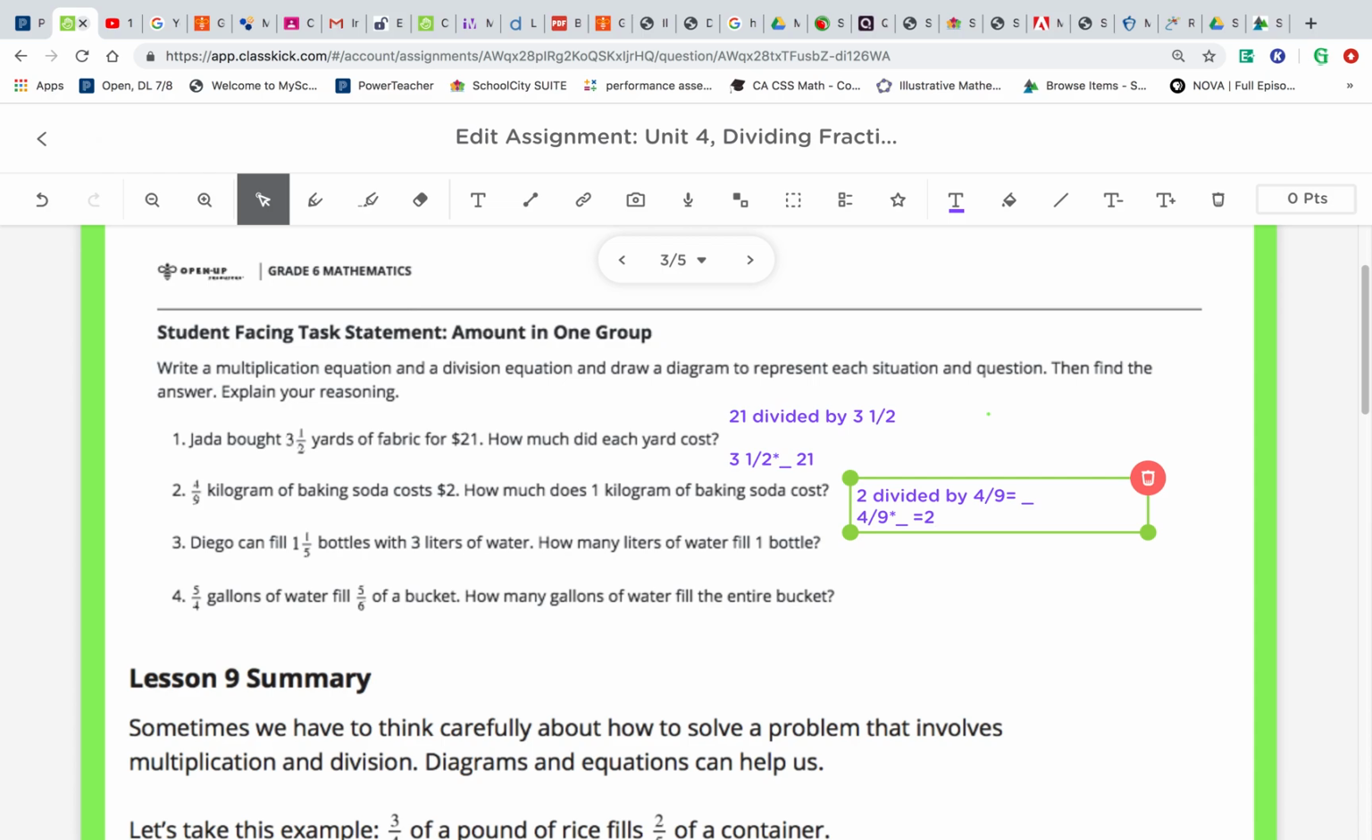Okay, so we can try to make some sense of this here. I think this is maybe another case where a diagram might help you. Okay, but let's go ahead and work through the math first and see how this is going to work here with the division. So we are doing 2 divided by 4/9. Let me write that out with my little writing utensil here. 2 divided by 4/9.